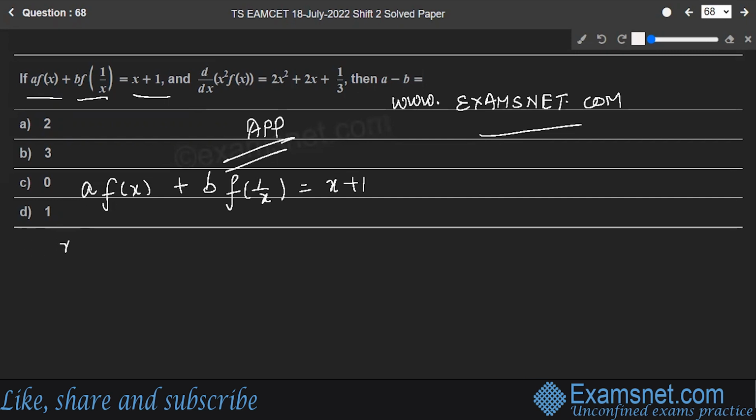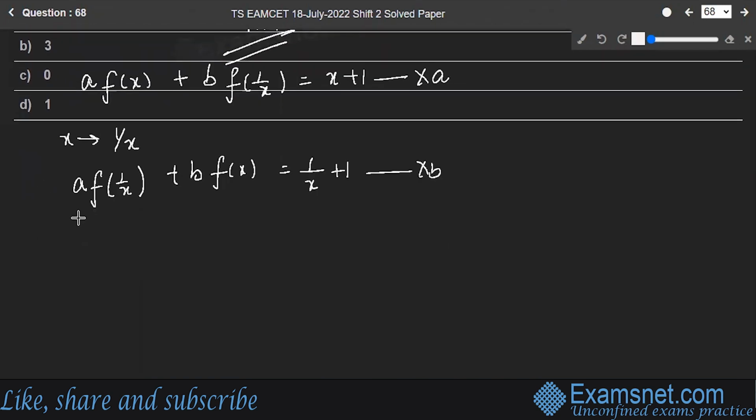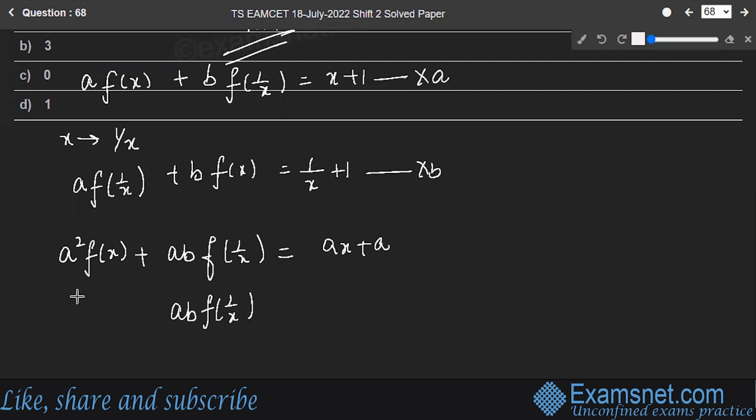So in this question, let's replace x by 1 by x. You will get a multiply f of 1 by x plus b f of x is equal to 1 by x plus 1. Now let's multiply this equation with a and this with b. You will get, this will be a square fx plus ab f of 1 by x is equal to ax plus a. And the second one, this is ab f of 1 by x, and b square fx is equal to b by x plus b.